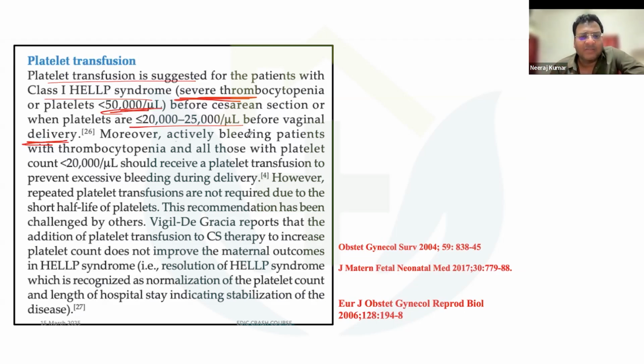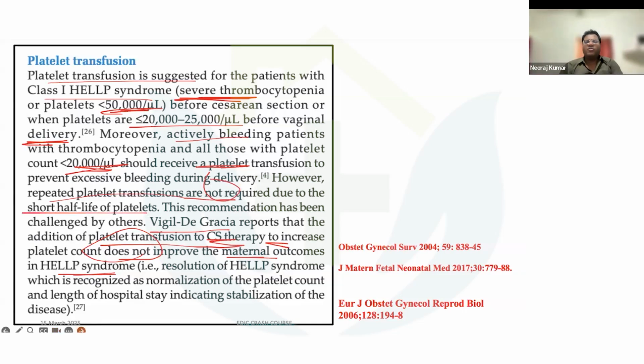And if the patient is actively bleeding with thrombocytopenia, all those with platelet count less than 20,000 should receive a platelet transfusion to prevent excessive bleeding during delivery. And Vigil de Gracia reports suggest that if you add corticosteroid therapy to platelet transfusion to increase the platelet count, it does not improve the maternal outcomes in HELLP syndrome. Okay. And the third option: repeated platelet transfusions are not required due to the short half-life of platelets. So I hope all those options are clear.